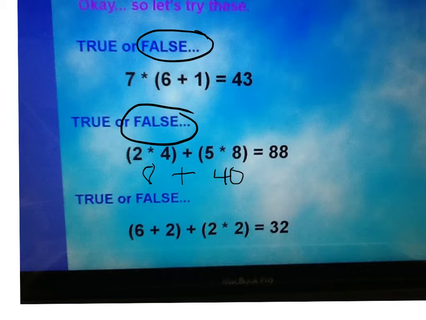One last example. Do the parentheses first. 6 plus 2 is 8. And we're going to add that to 2 times 2, which is 4. 8 plus 4 is not going to be 32, so this is also false.